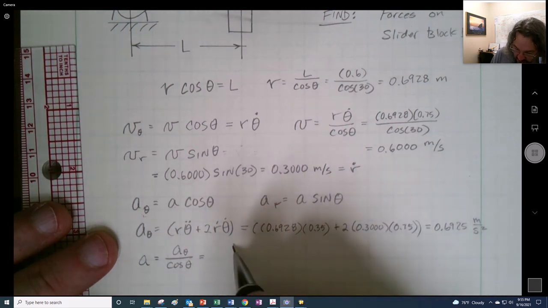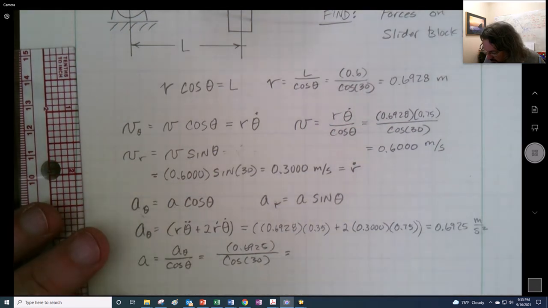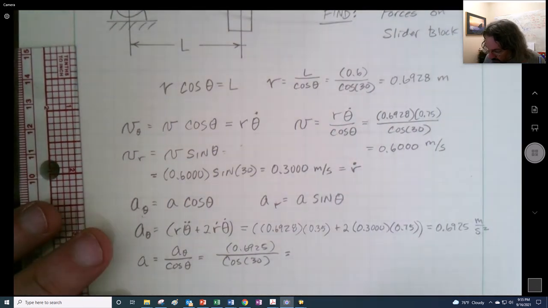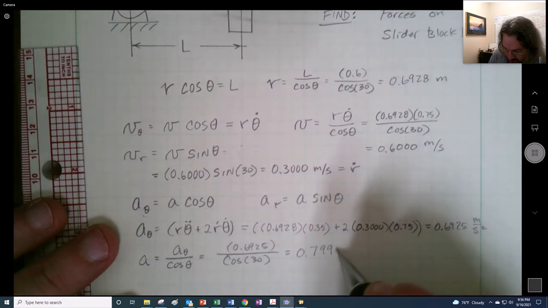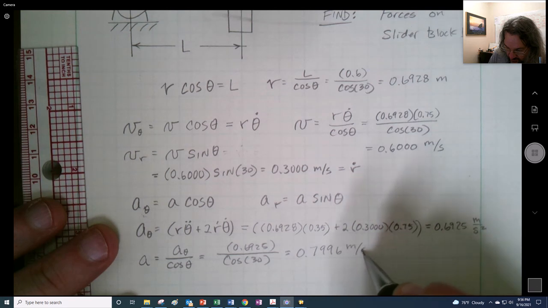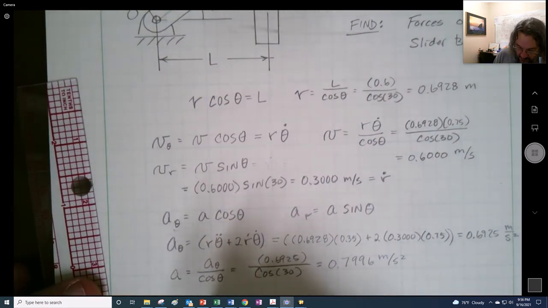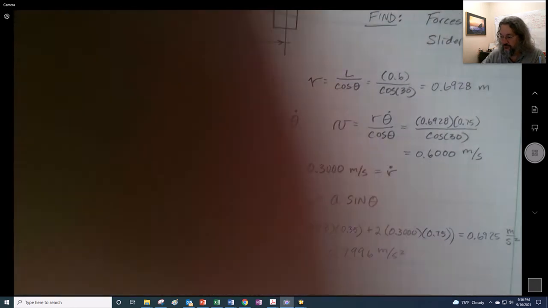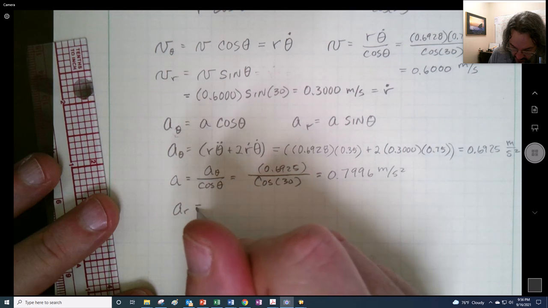So we get 0.6925 divided by the cosine of 30, and we get 0.7996 meters per second squared. So therefore, A_r, this is what polar coordinates stuff always does.